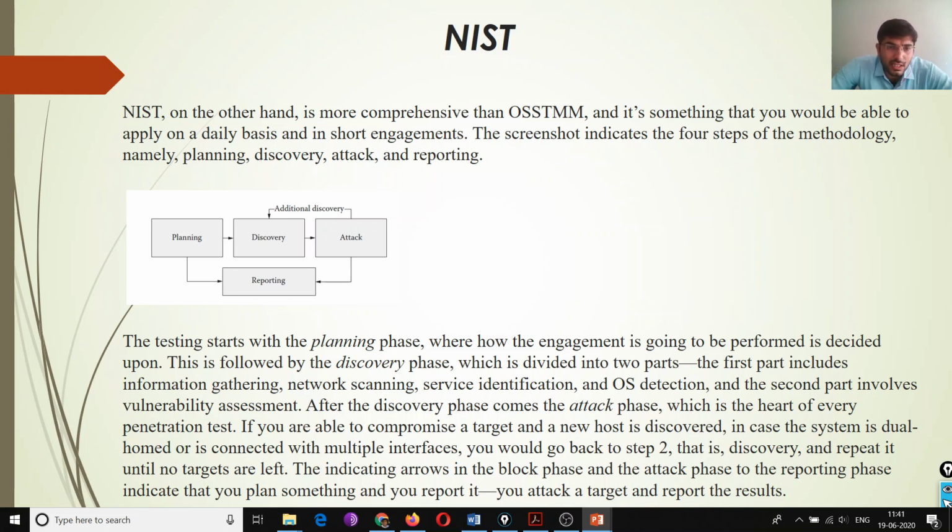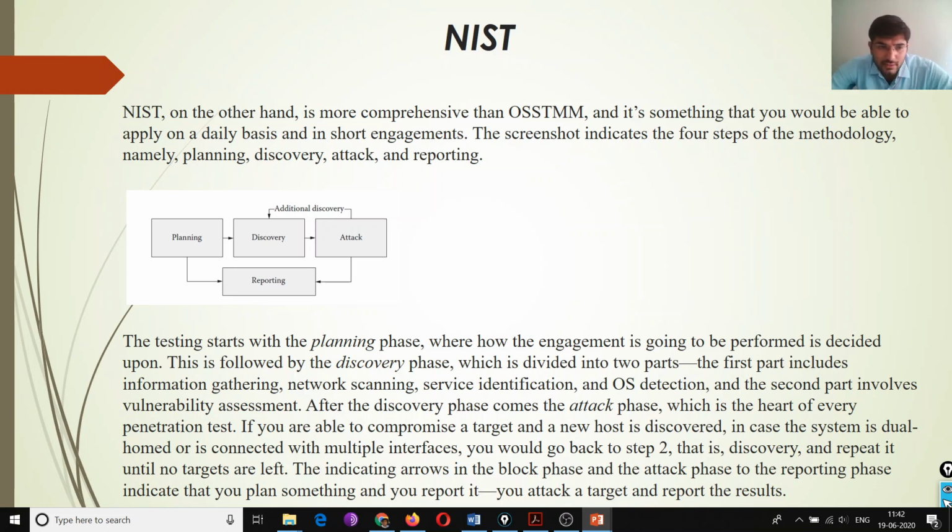The testing starts with the planning phase, where how the engagement is going to be performed is decided upon. This is followed by the discovery phase, which is divided into two parts. The first part includes information gathering and network scanning, which we have discussed. Information gathering is the first step of ethical hacking, because the more information we can gather about the source, the more successful we will be in penetration testing or hacking. Actually, these terms are identical, but hacking is not a legal process. Penetration testing is a legal process, right? Because we take prior permission from the organization, just to assess the security.